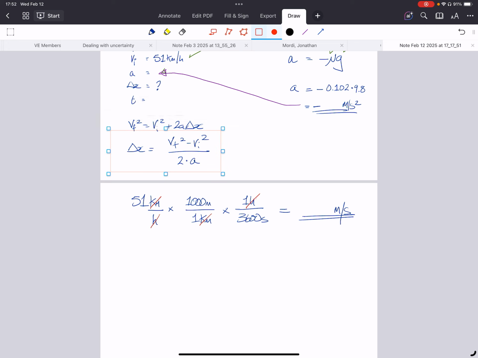I get the acceleration from my work on forces. I get my velocity initial in meters per second. My velocity final is 0 because I'm stopping the car. Everything else is just put those numbers in your calculator and find the answer.